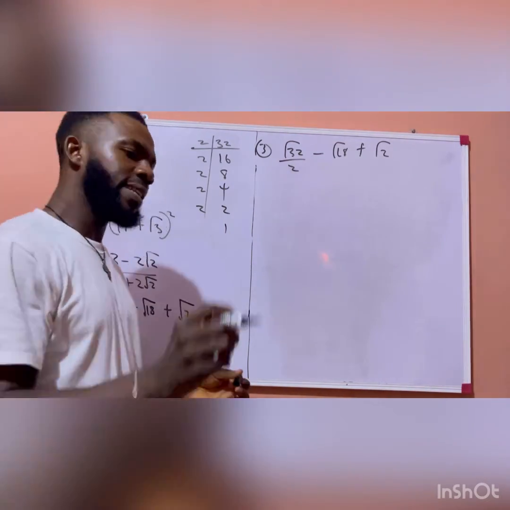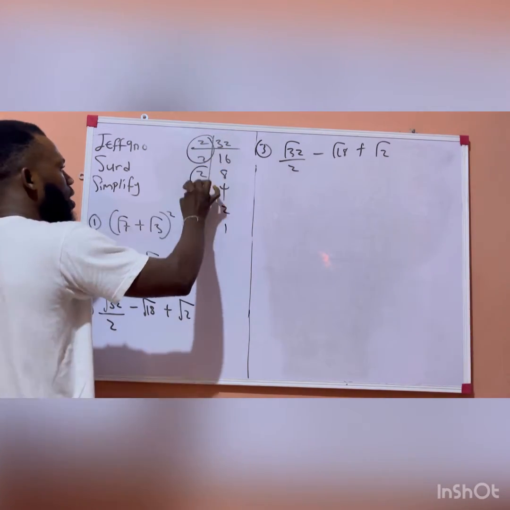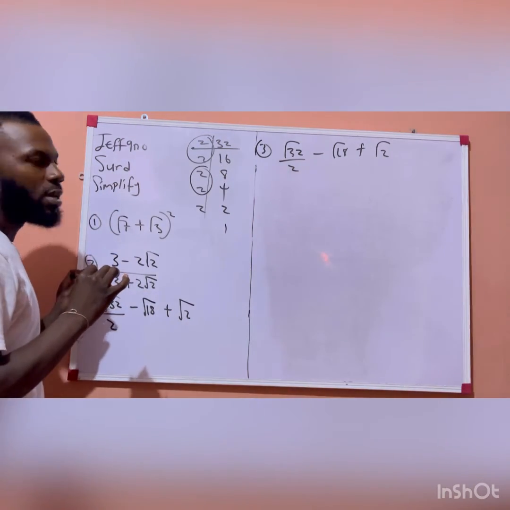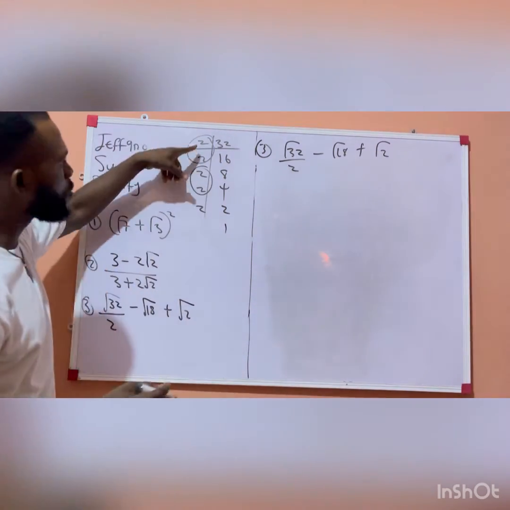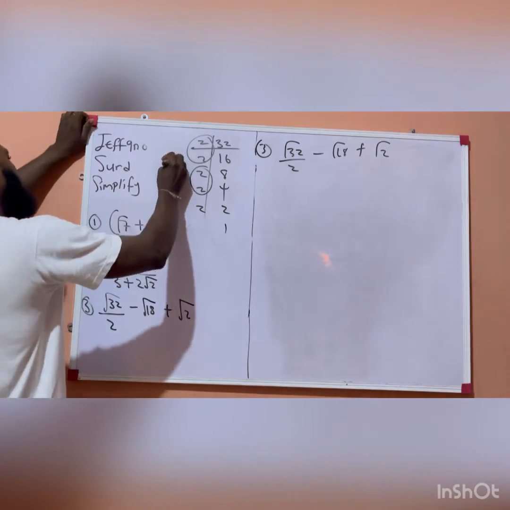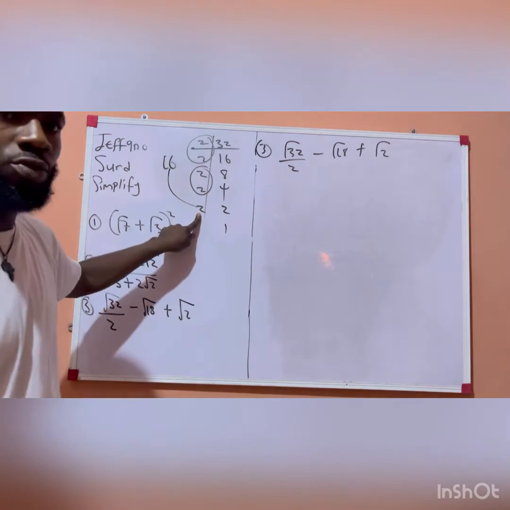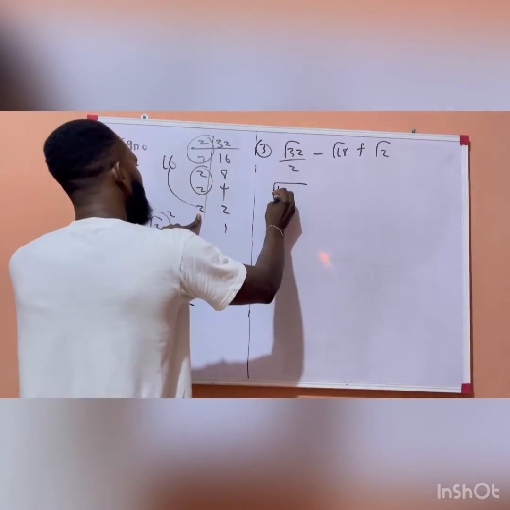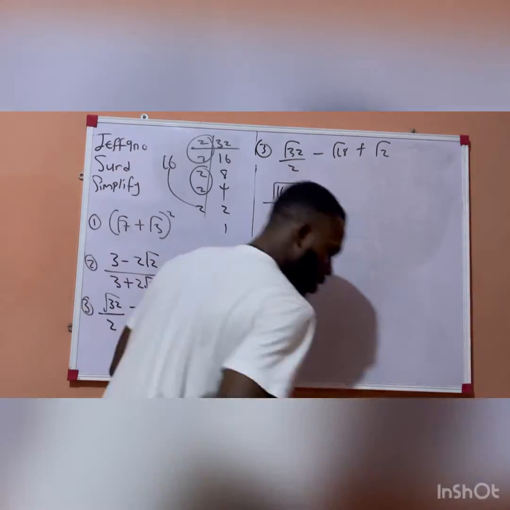But what did I say? Circle out 2 of them, group them. And the first 2 is this, the second 2 is this. Now, what do you do next? Multiply all the numbers that we have circled. Now, 2 times 2 gives you 4, 4 times 2 gives you 8, and 8 times 2 gives you 16. So, the two numbers I am using are 16 times 2. So, here becomes root 16 times 2 over 2 minus.